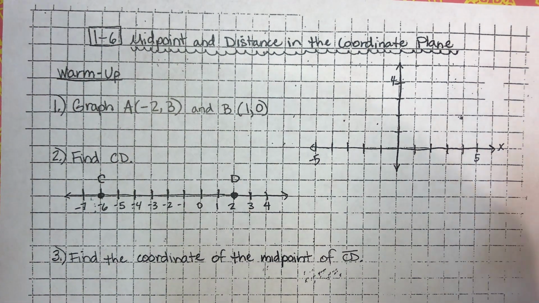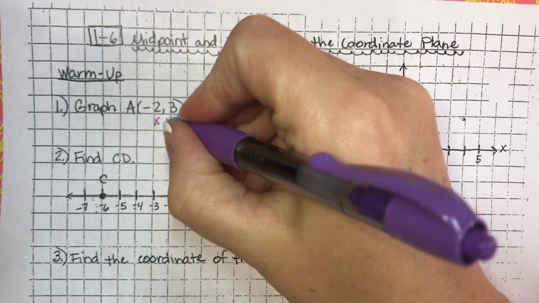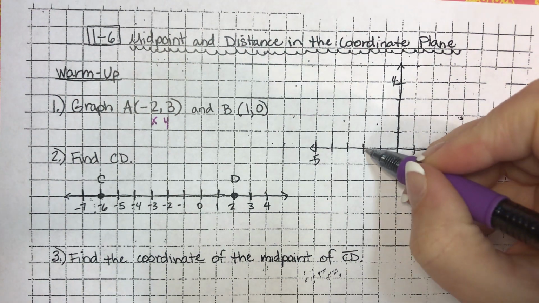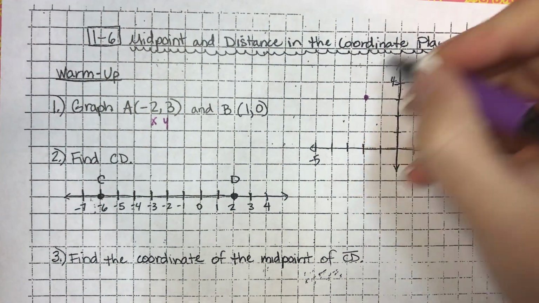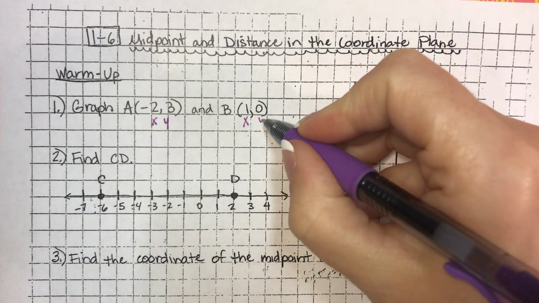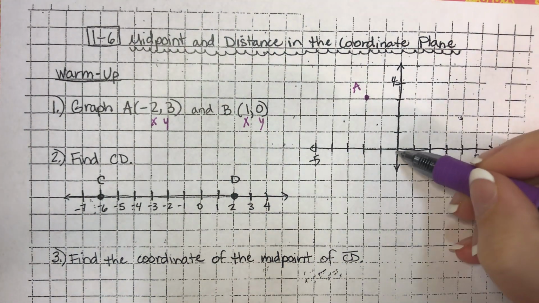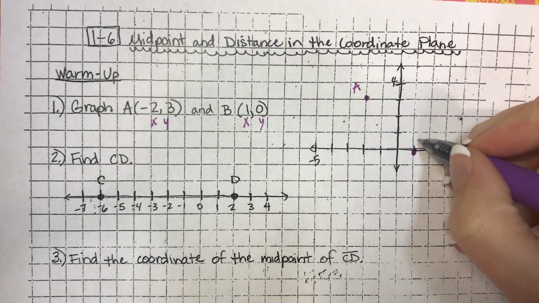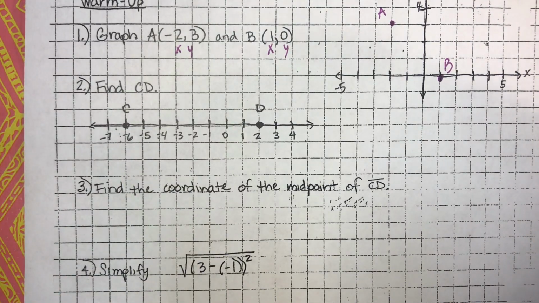Let's go ahead and do the first one and see how you did. So graph -2, 3. This is the x and this is the y, right? So we have -1, -2, and then up 1, 2, 3 would be right there, and we label it as A. And then B, 1, 0: this is the x-axis, this is the y-axis, so x is here, 1, and y is 0, so it's right here. This is B.